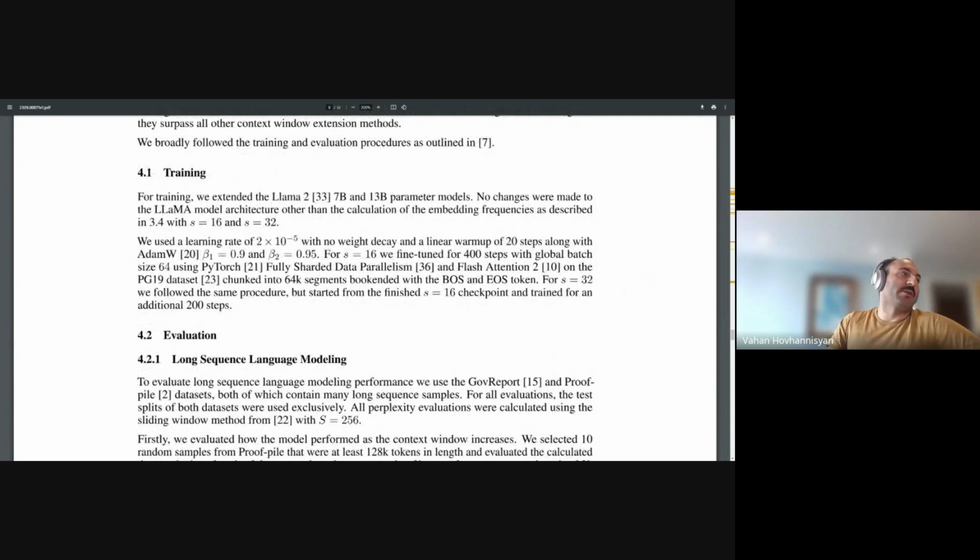So this is fine-tuning. They took Llama 2's 7B and 13B models and fine-tuned those with S16 and S32, the scaling factors. The training parameters are very standard. First they fine-tune with 400 steps, and then 200 more steps to get the 128K model.